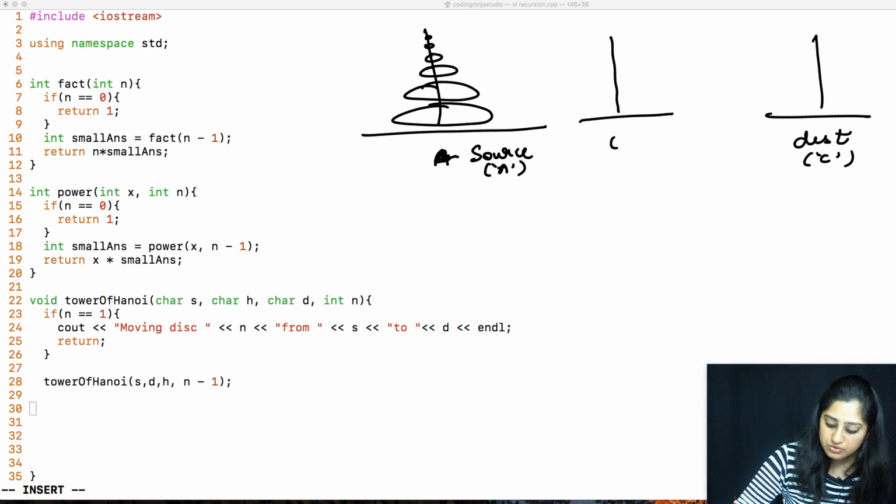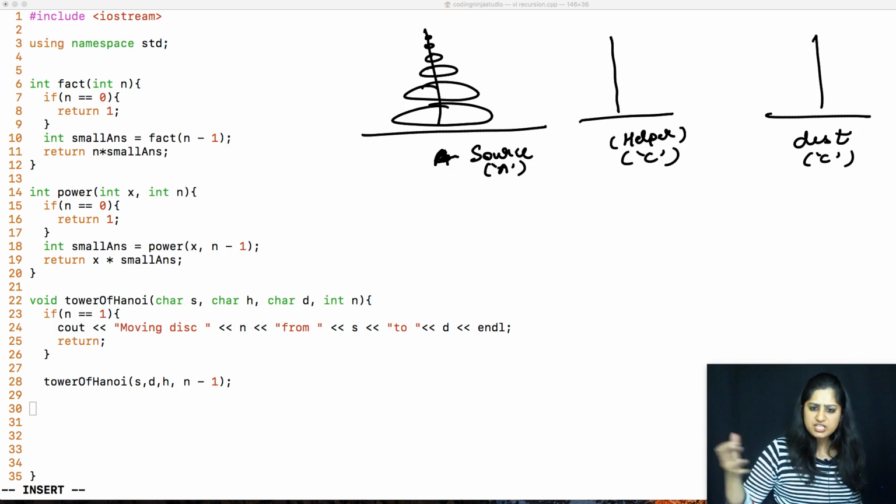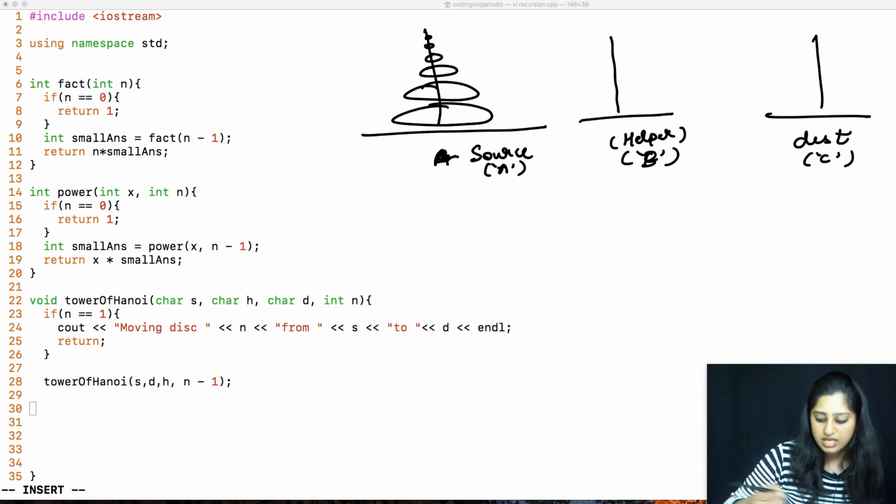So this is my helper, and I am saying it is character C. I am just giving names to the rods A, B and C. The helper is B. So I am just giving names to the rods.